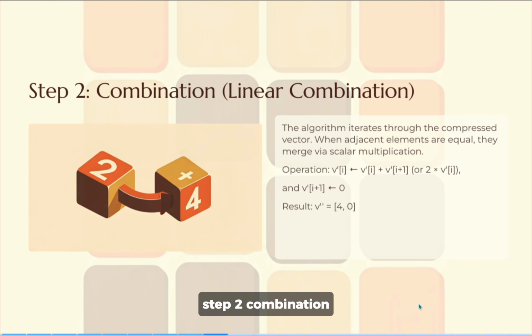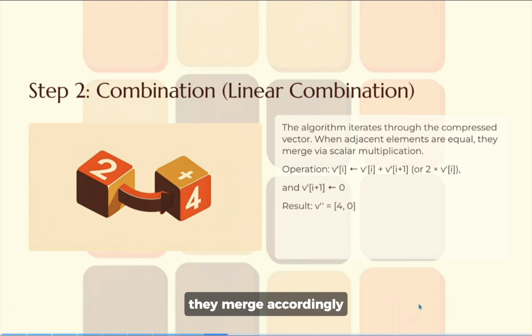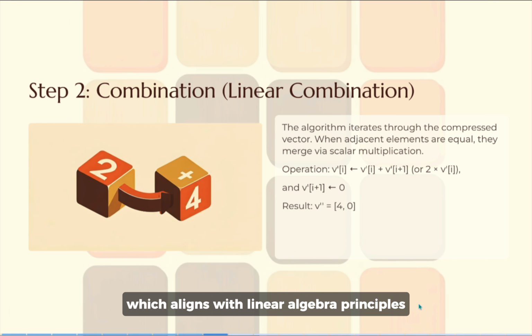Step 2. Combination. We then scan the compressed vector. When two adjacent entries are equal, they merge accordingly. The second entry is replaced with 0. This operation resembles a scalar multiplication and addition, which aligns with linear algebra principles.